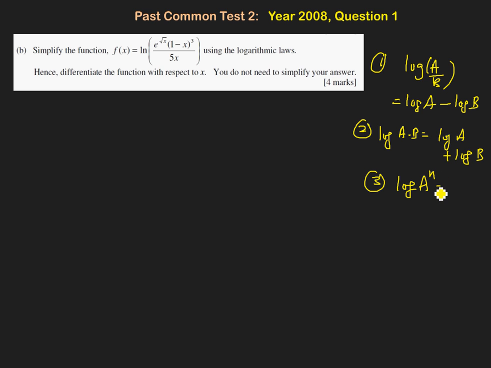And log a to the power n: you just write the n in front instead of as a power. And lastly, if you have ln e, ln is actually a log of base e, so this is equal to 1. Since ln is just log of base e, all these rules apply to our situation here. So let's start with this.